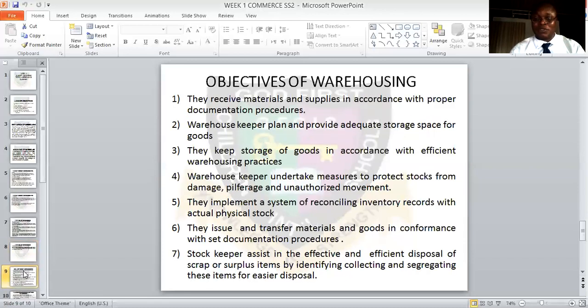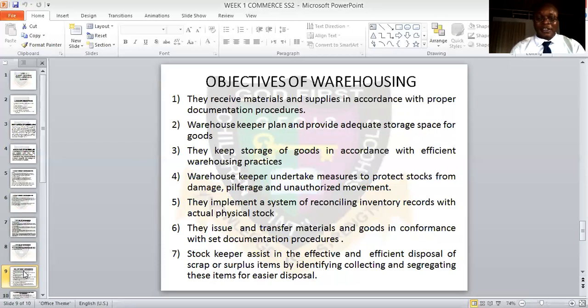So let us look at the objectives of warehousing. The first one: they receive materials. They receive the materials and supplies in accordance with proper documentation procedure. Any good being supplied, any material supplied to them, there must be a proper documentation procedure for it. So they need to keep that. Number two, the warehouse keeper plans and provides adequate storage space. The warehouse keeper needs to provide a space for this particular product.